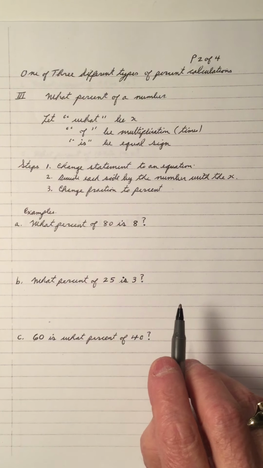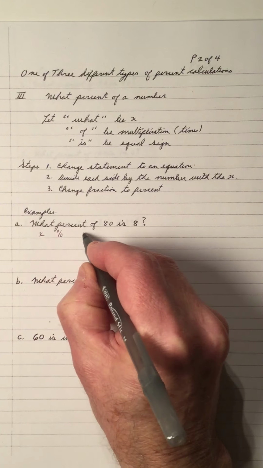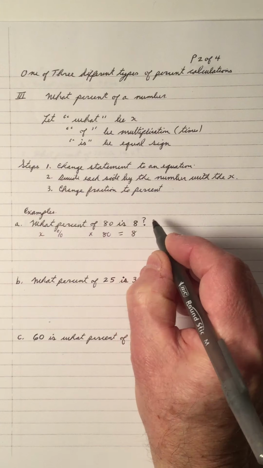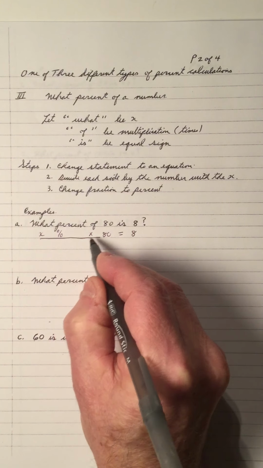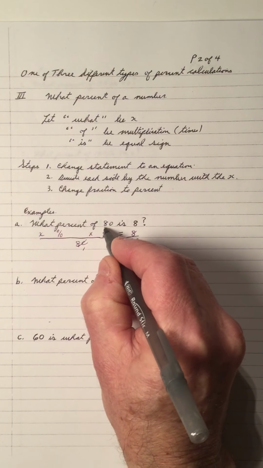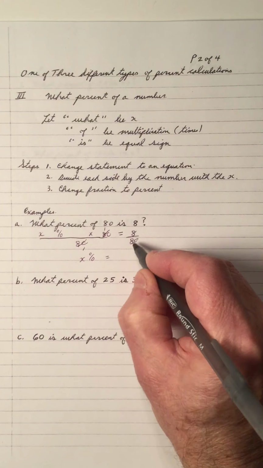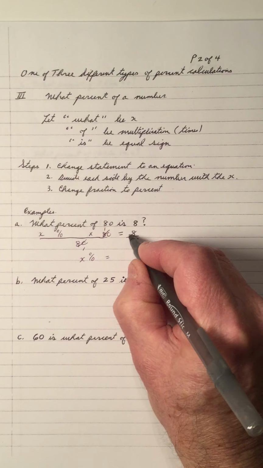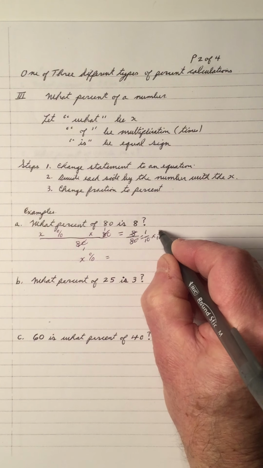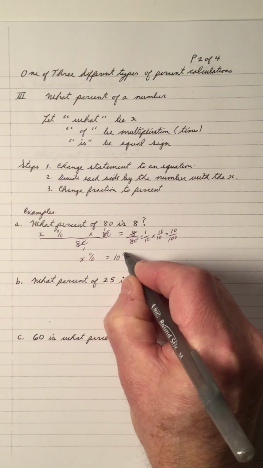Let's do some examples. A, what percent of 80 is 8? What is x? Percent of is multiplication, 80, is is the equal sign, 8. So notice we divide both sides by 80. So 80 cancels, 1 and 1. So we get x percent equals 8 over 80. 8 into 8 goes once, 8 into 80 goes 10. So 1/10 multiplied by 10 over 10, and I get 10 on the top, 100 on the bottom. 10 over 100 is 10%.